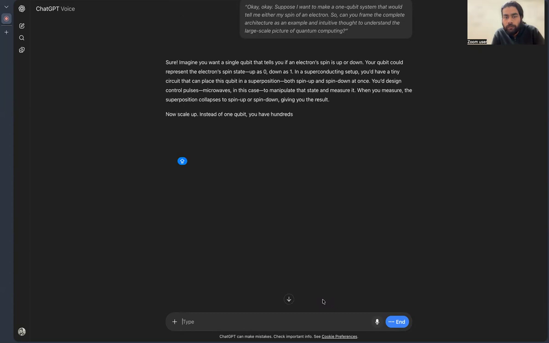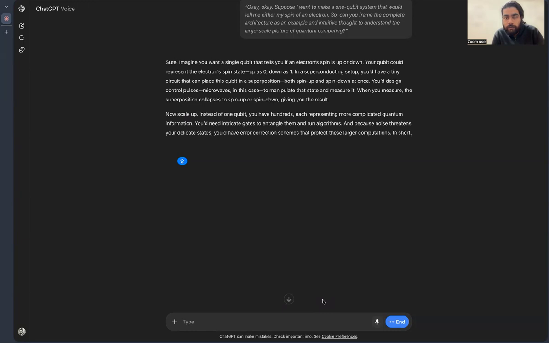Now scale up. Instead of one qubit, you have hundreds, each representing more complicated quantum information. You'd need intricate gates to entangle them and run algorithms, and because noise threatens your delicate states, you'd have error correction schemes that protect these larger computations. In short, that single spin qubit is just a stepping stone to orchestrating vast entangled systems, solving problems no classical computer could.